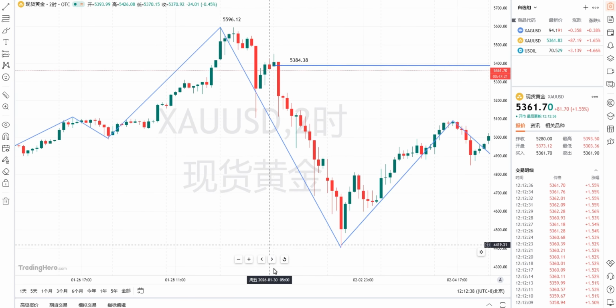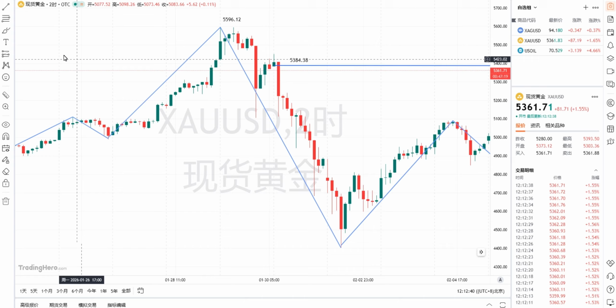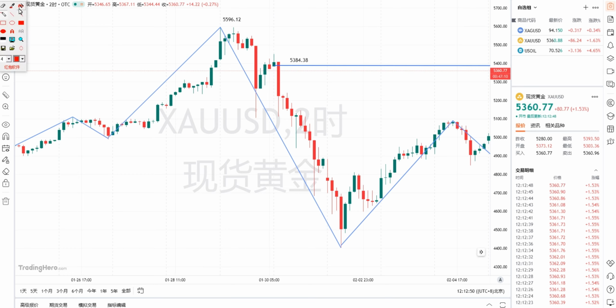This is a standard continuation top pattern. The low point of this top pattern is exactly at 5,384, this level. Let me explain in detail using the top pattern theory. I'll mark it with the drawing tool.